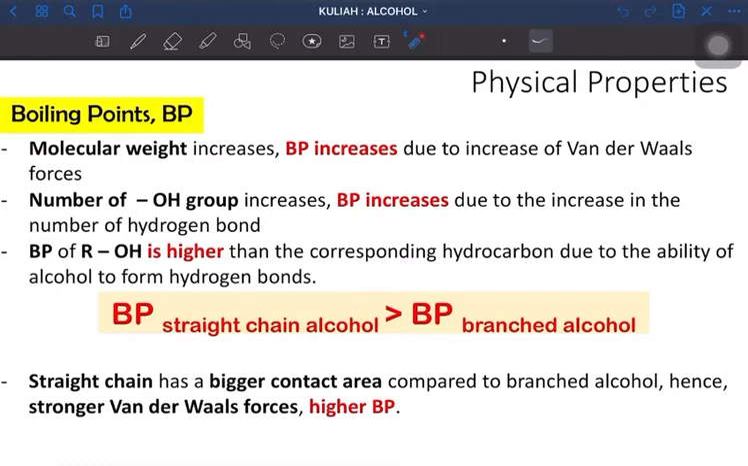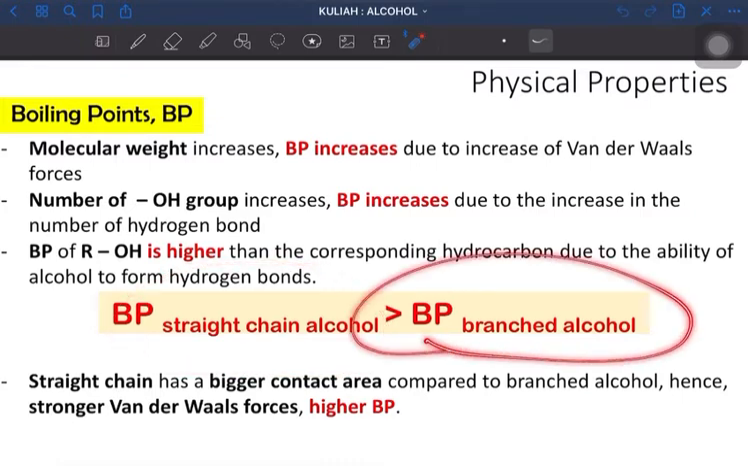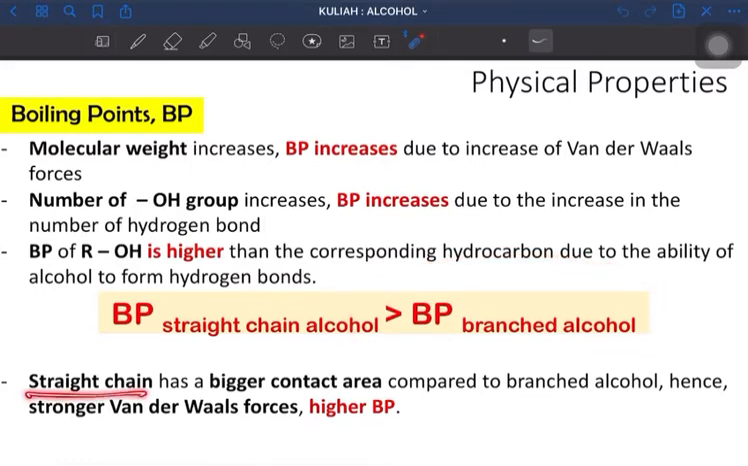Okay, and then kita nak tengok juga factor straight chain versus branch alcohol. So the boiling point of straight chain alcohol is much more higher lah compared to boiling point of branch alcohol. Sebab apa? Straight chain alcohol dia ada bigger contact area compared to branch alcohol. So bila dia ada bigger contact area, dia akan ada stronger van der Waals forces. Makanya dia akan ada higher boiling point.